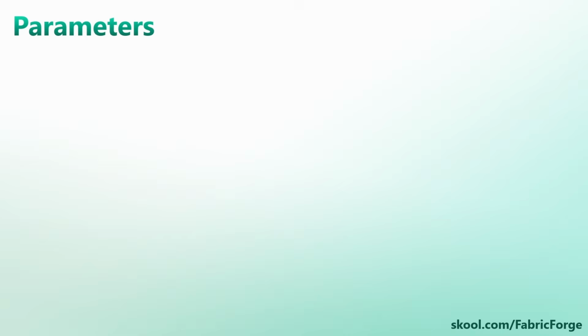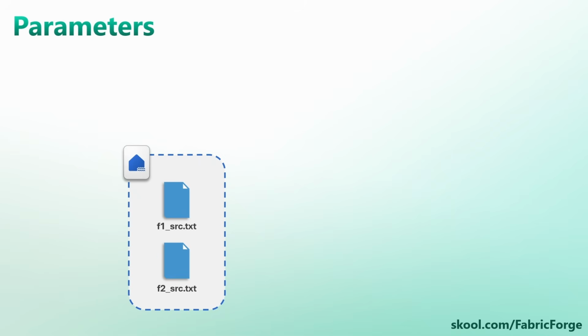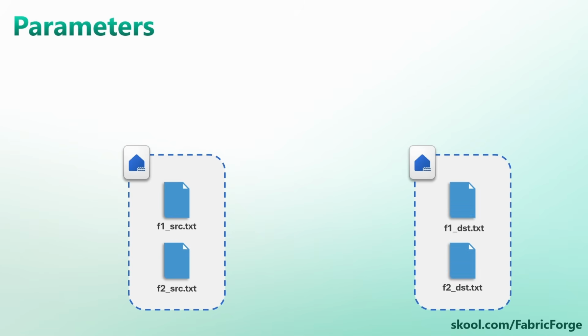In this lecture, we're going to be learning about parameters and variables that allow us to pass and store information during the pipeline execution, and also add some dynamic logic to our pipelines. Let's get started. Let's start with parameters and imagine a situation that we have a lakehouse in Fabric, and in that lakehouse we have 2 files, f1_src.txt and f2_src.txt. And then we would like to copy these files to another lakehouse and change the src in the file name to dst. How could we get this done?